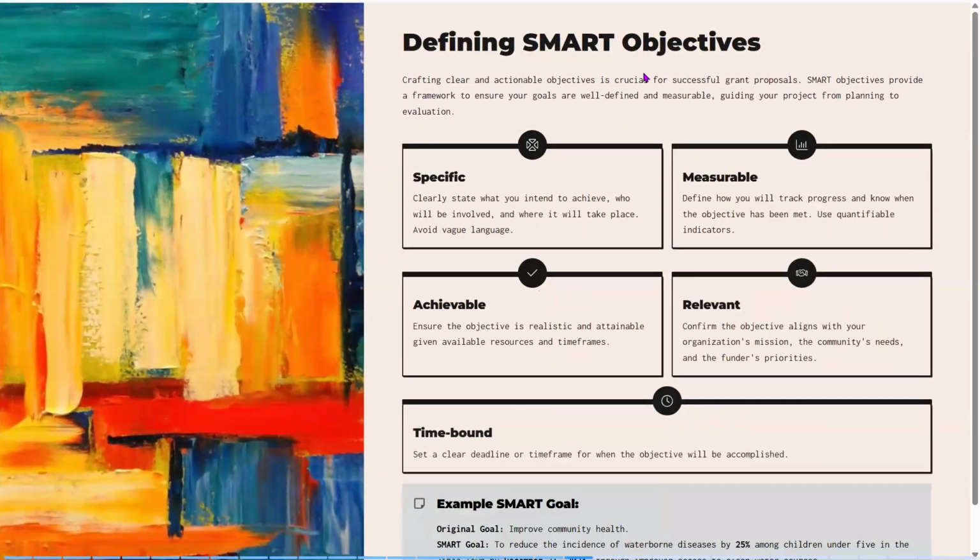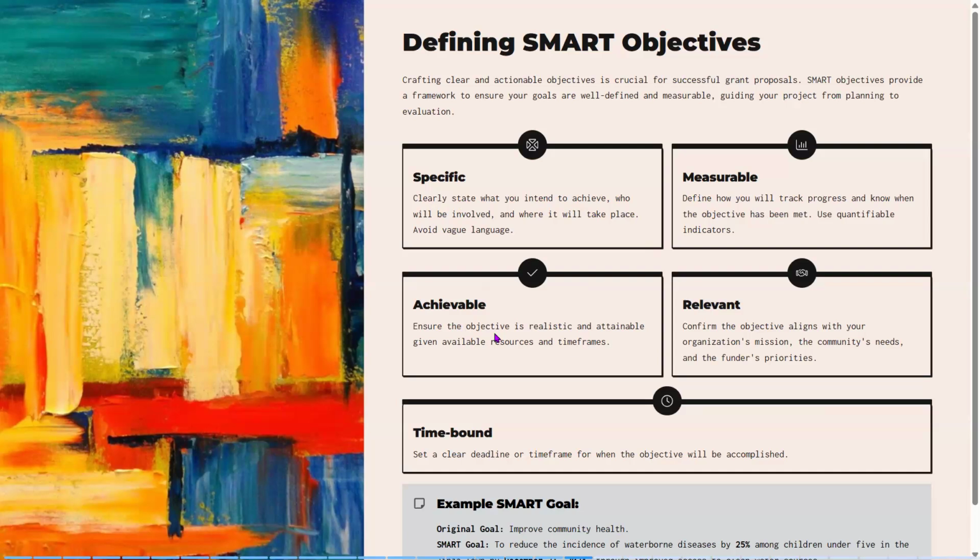Okay, along with defining and putting together your logic model, you also want to define your goals as well. So the best way to do goals is SMART goals. I'm pretty sure some of you have heard about SMART goals before, but I just want to go over them really quickly. You have specific, measurable, achievable, relevant, and time bound. So specific: clearly state what you intend to achieve, who will be involved, where it'll take place. Measurable: you need to define how you will track your progress. Achievable: ensure that the objective is realistic and obtainable.